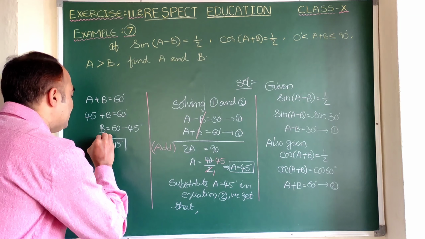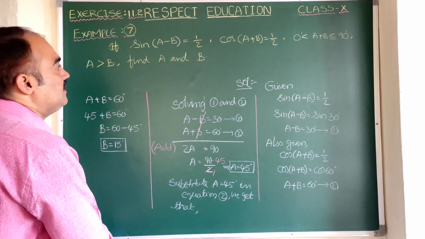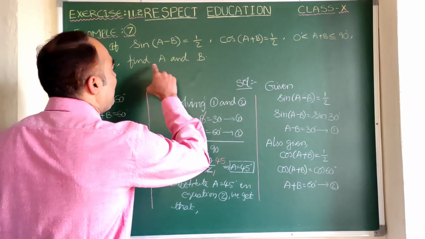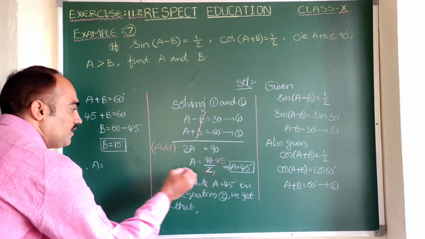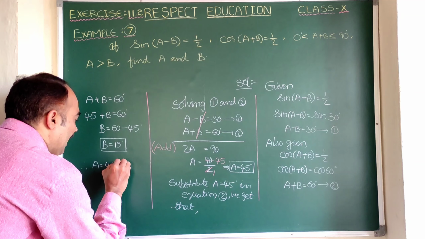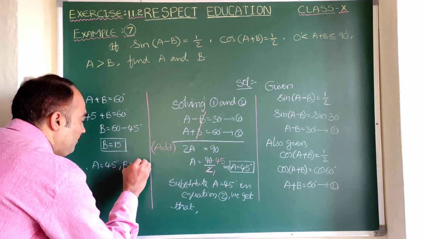Clear? Now you see the question once. Find a and b. Therefore here a is equal to 45 degrees and b is equal to 15 degrees.